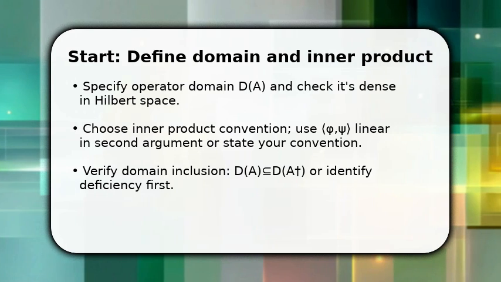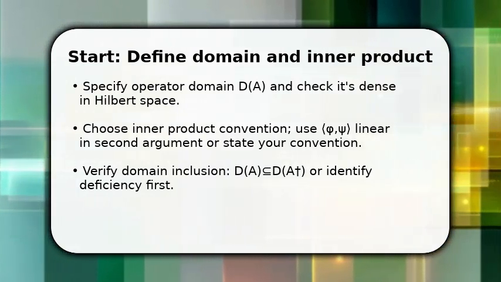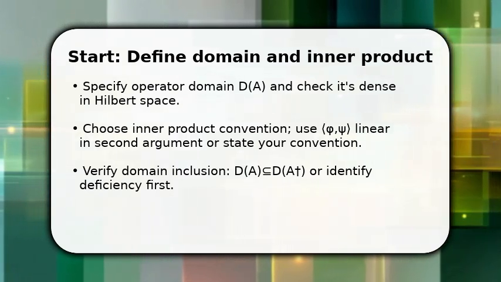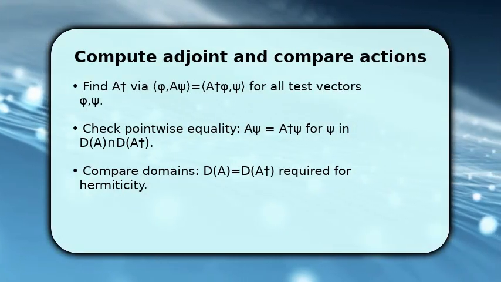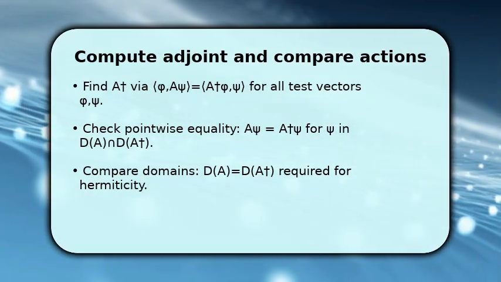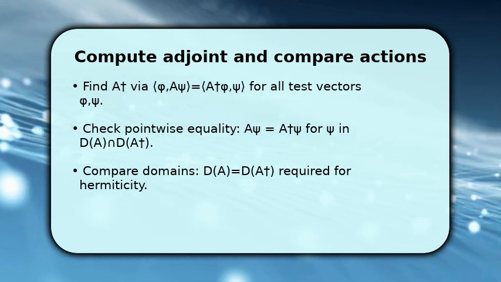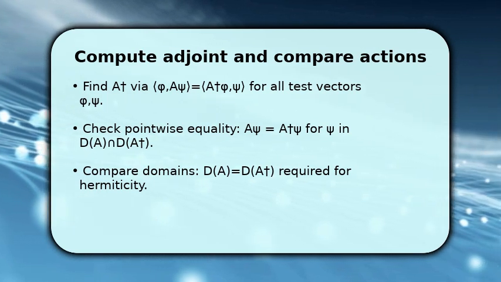Make sure you state whether it is linear in the second slot, since differences flip signs. If domains differ, you must address extensions now. Now compute it explicitly by solving <phi, Apsi> equals <chi, psi> for chi, and identifying chi equals A* phi. You should carry out integration by parts or algebraic conjugation carefully. Boundary terms reveal domain issues.